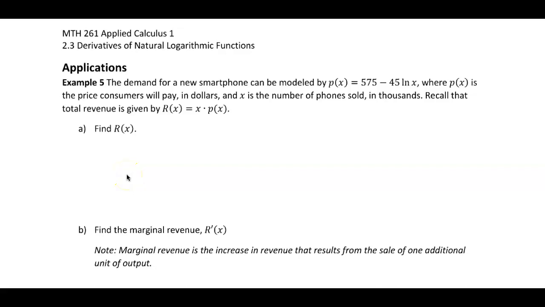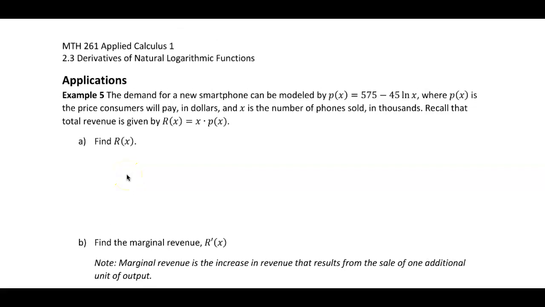All right, example 5 is the application problem of section 2.3. The demand for a new smartphone can be modeled by, let me highlight this function they gave us: P of x equals 575 minus 45 natural log of x, where P of x is the price consumers will pay in dollars and x is the number of phones sold in thousands. Okay, so the price will depend on the number of phones sold.